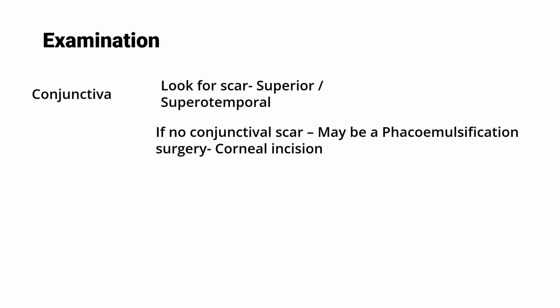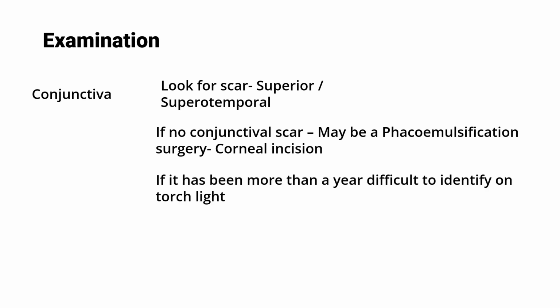If no conjunctival scar is visible, then probably it is a phacoemulsification surgery and a corneal incision was put. That's why you see the conjunctiva is normal. Sometimes the patient might say that he underwent SICS, but you're not seeing a scar, probably because it's been many years, and you might not be able to identify it on torchlight. So you can say that I'm not able to appreciate it on torchlight, but a slit lamp examination would be needed to identify the site of incision. So that would be your safe bet.